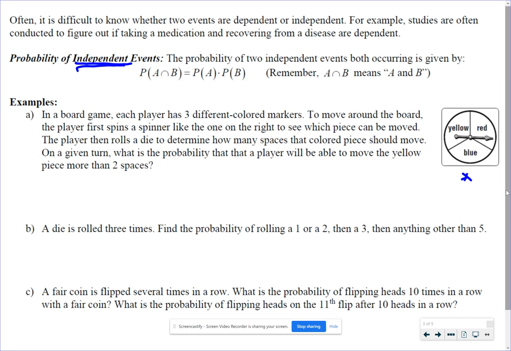On a given turn, what is the probability that a player will be able to move the yellow piece more than 2 spaces?